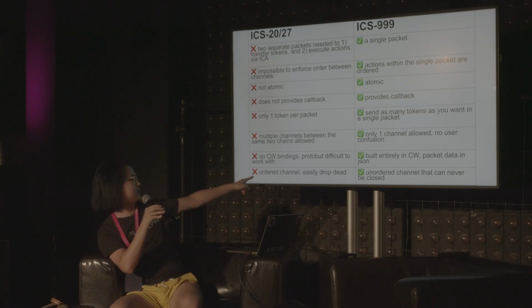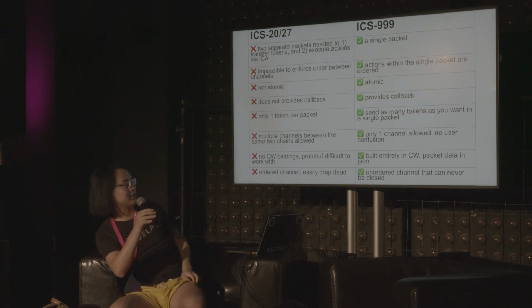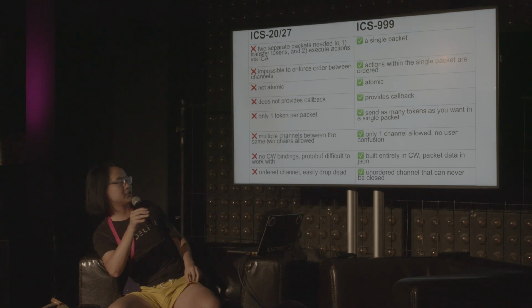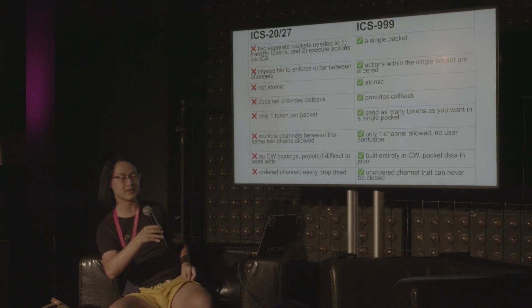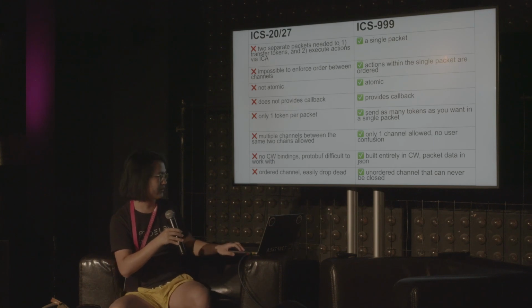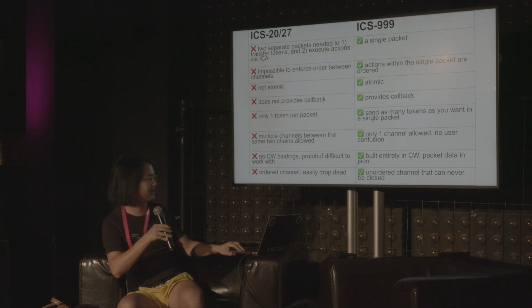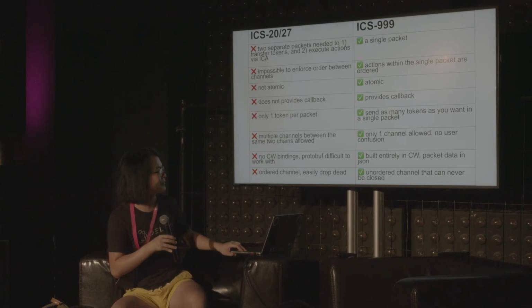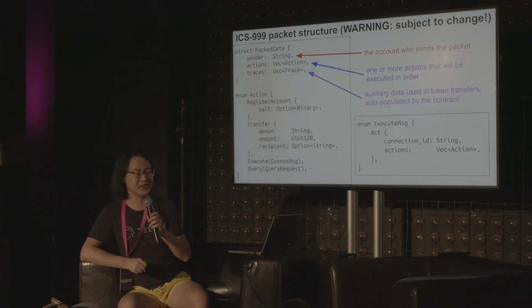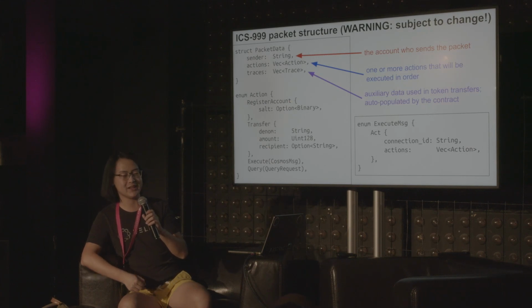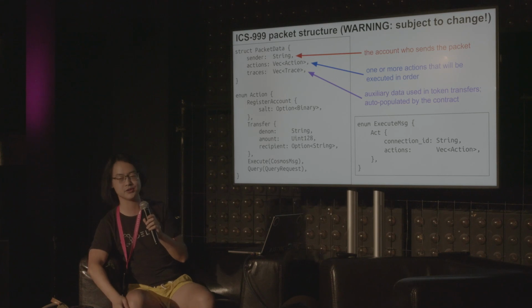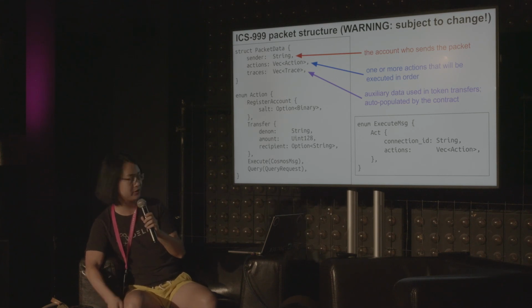Existing protocols use ordered channels, which easily drop dead. ICS-999 uses an unordered channel, which is perpetual, meaning it never gets closed. Yeah, so I hope you agree with me. So how is ICS-999 able to achieve this? Well, to explain that, I'm going to show you the packet data structure.